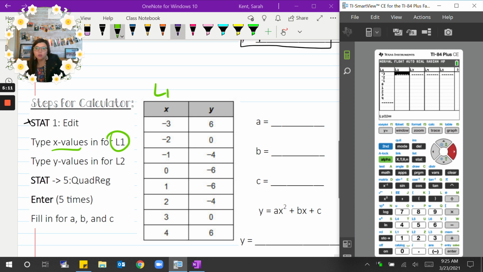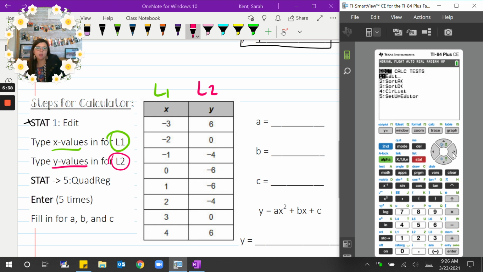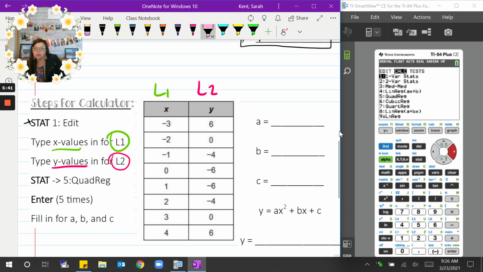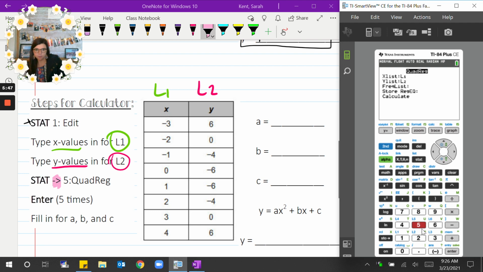Then in L2, this is where I want my y values. So let's see, I've got 6, enter, 0, enter, -4, -6, another -6, -4, 0, 6. I've got the same number, so now I'm ready to click Stat again. Arrow over to get Calc. This means go over, and then I want number 5, so I can just press 5. And then I press Enter 5 times: 1, 2, 3, 4, 5.